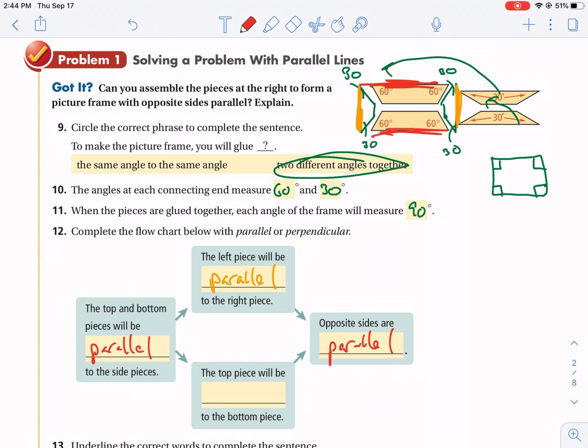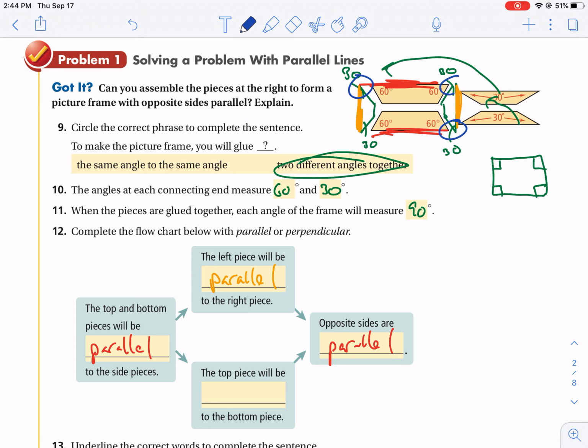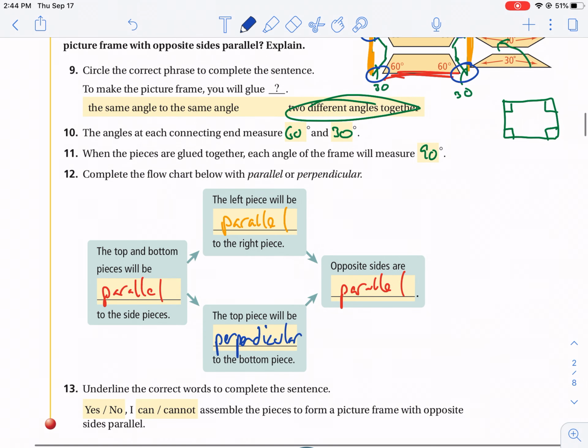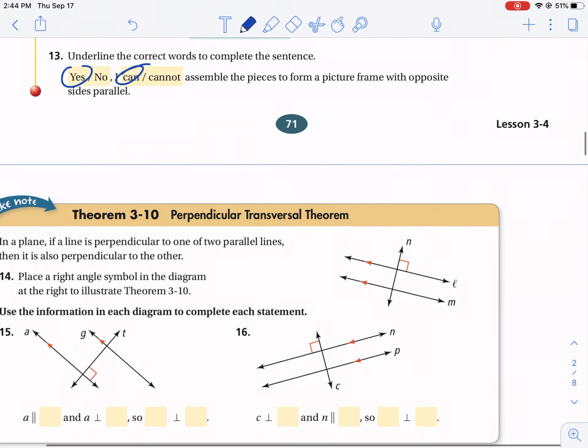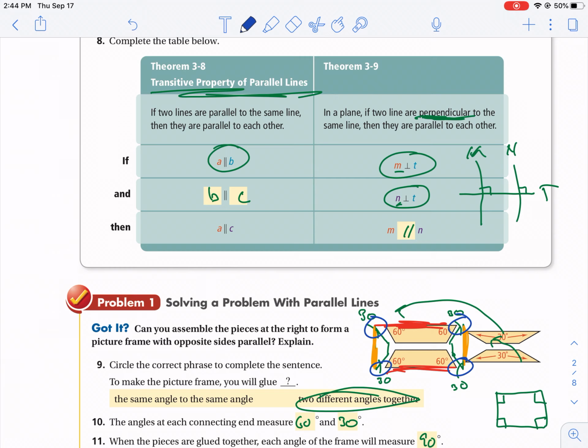What about the relationship between the top piece and the bottom piece? What's happening right here, right here, right here, and right here? Those are perpendicular. They're intersecting at 90-degree angles. Therefore, yes, I can assemble the pieces to form a picture frame with opposite sides parallel with those 4 pieces. Now, again, big picture from that page. If 2 lines are parallel to the same line, then the starting lines are parallel to each other. And if you and I are both perpendicular to another line, then you and I are parallel to each other.